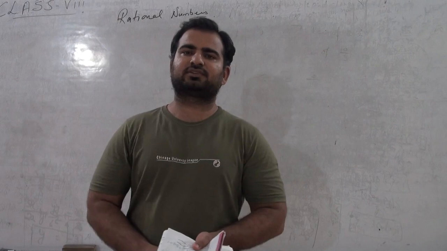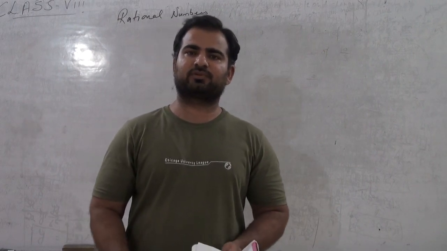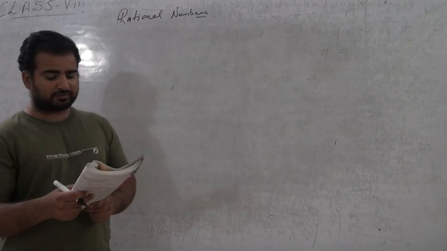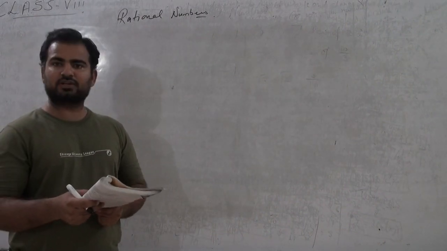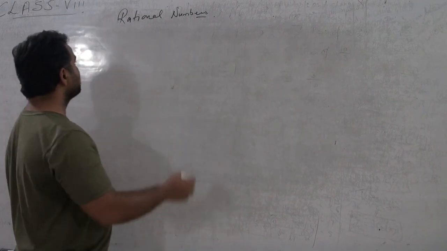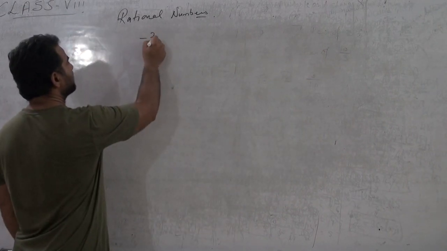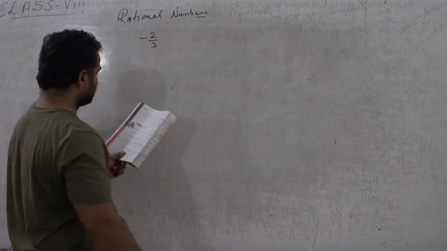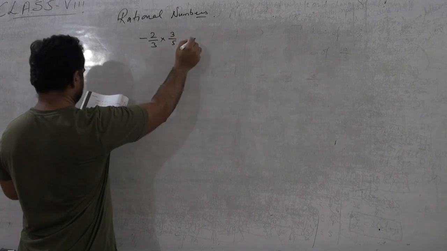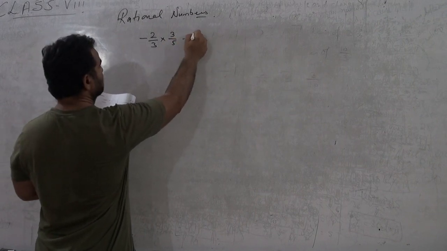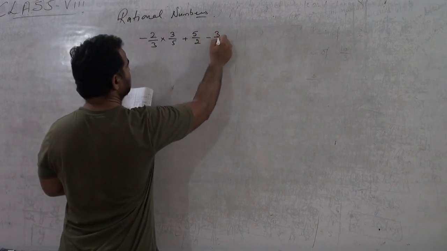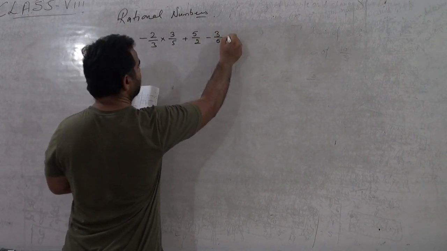Good time class. In this video we are going to solve exercise number 1.1. Our question number first is: using appropriate properties, find the value of the given expression. The given expression is minus 2 upon 3 minus 2 by 3 multiplied by 3 by 5, plus 5 by 2, minus 3 by 5, multiplied by 1 by 6.